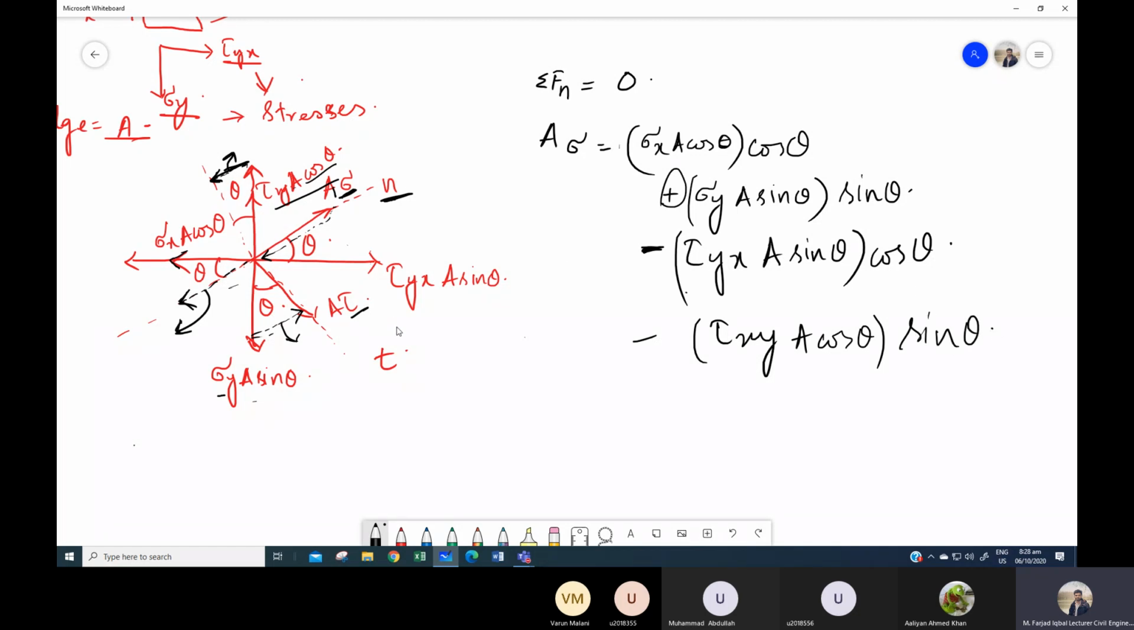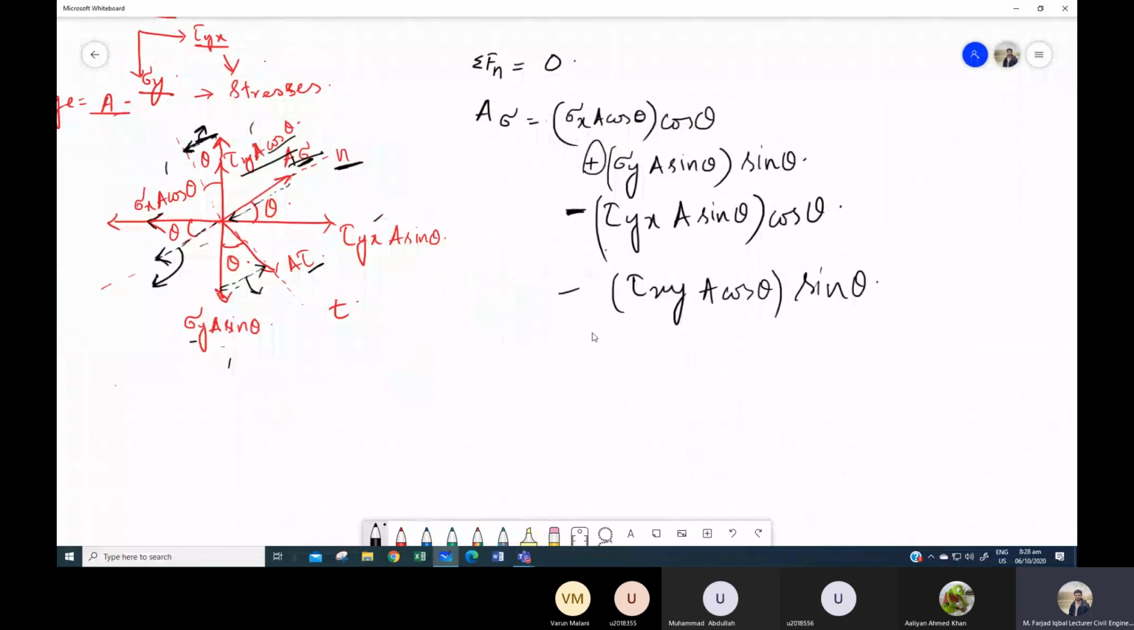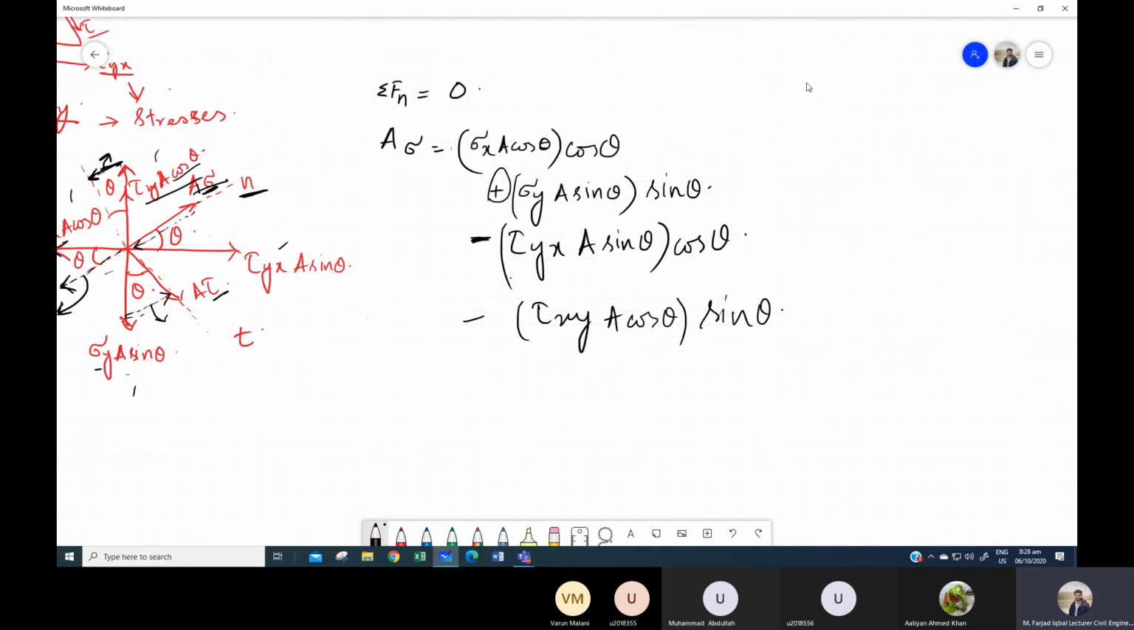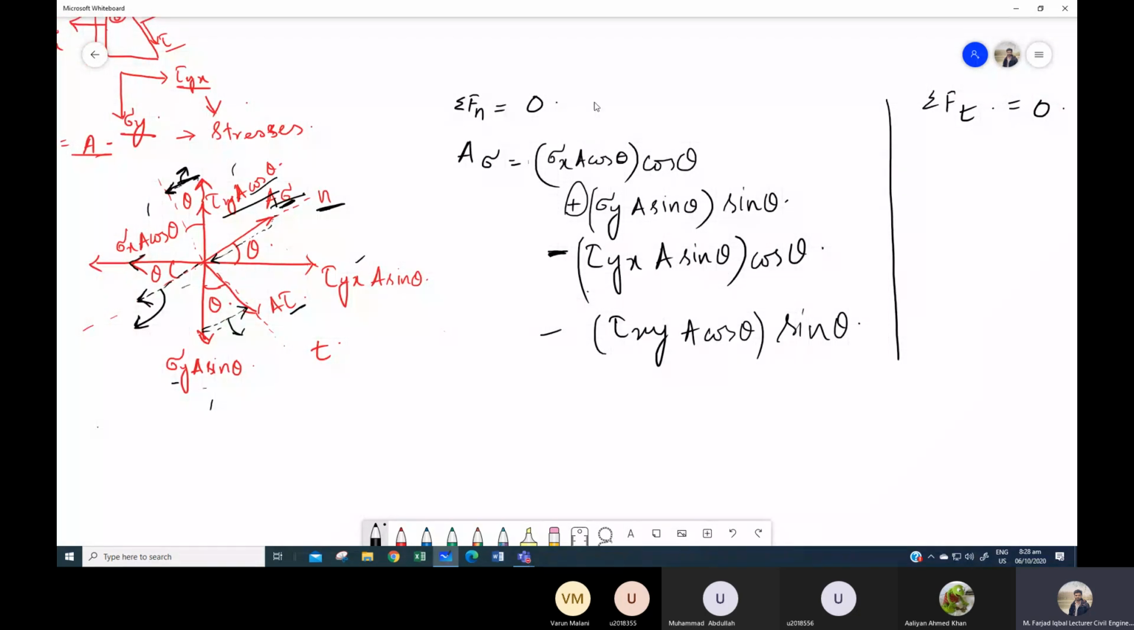So now we have resolved all the forces 1, 2, 3 and 4 on their n axis, and also we have represented this A sigma force on this n axis. So this is the equation for sigma Fn. Now on the same grounds we will write the equation for sigma Ft. So on the t axis, how many forces? Again 5 forces. One force is this A tau.